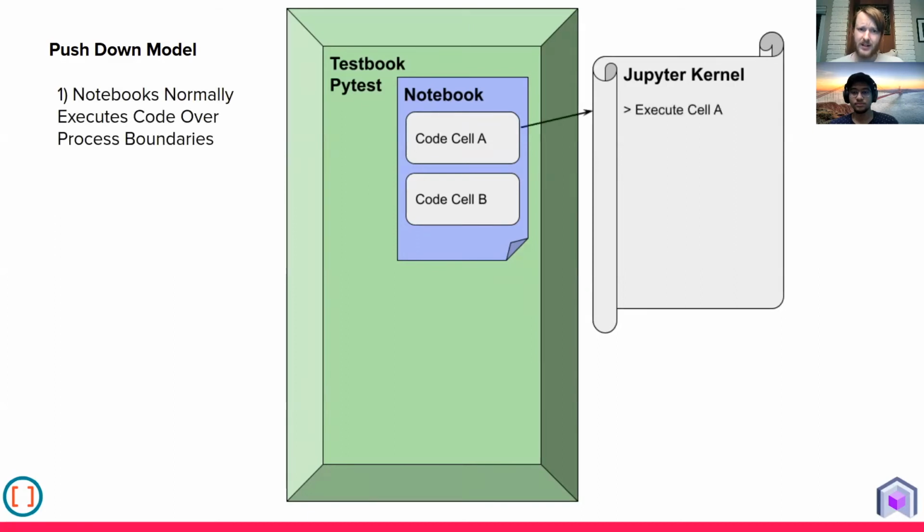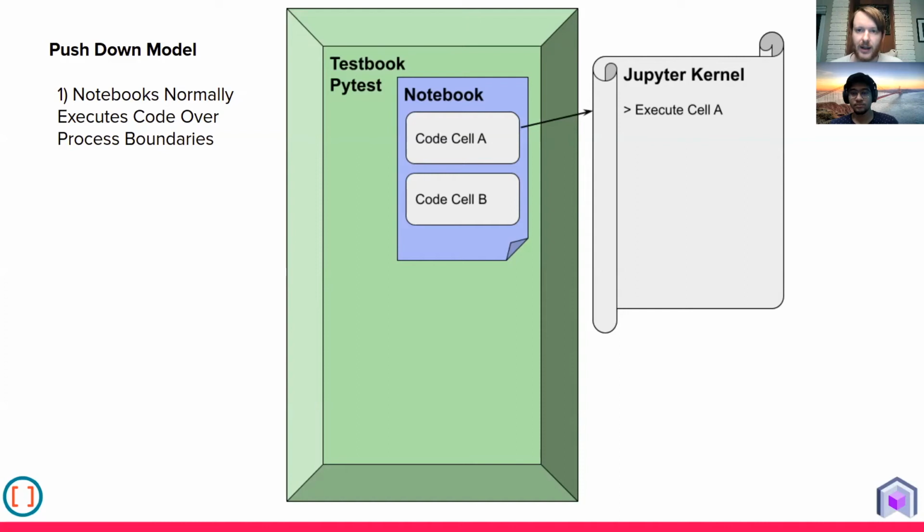So pretend we don't have Testbook or pytest, you just have a notebook and you're running it. You have code cell A, and you run code cell A. In a very simplified model of what's actually happening, no matter how you're running your notebook, cell A is some code you're executing. It gets sent over the network to wherever your Jupyter kernel is. The Jupyter kernel, by the way, is just that REPL process that accepts code and executes it. It gets sent over the wire to that kernel, and the kernel will execute that code cell.